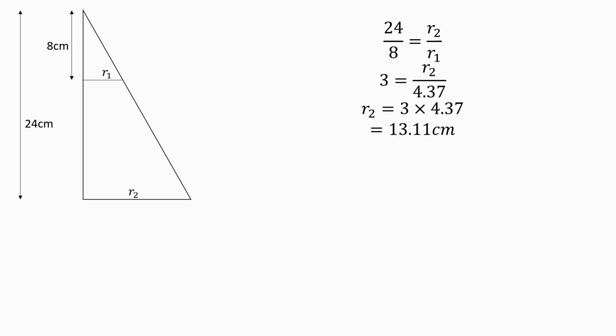Therefore, R2 is 13.11 centimeters. Then since we now have the radius and the height, we can obtain the volume of the big cone. Remember the formula of the volume of a cone is a third pi r squared h. So we have a third times our pi, which we've used as 22/7, times the radius, which we have obtained as 13.11 squared, times 24.